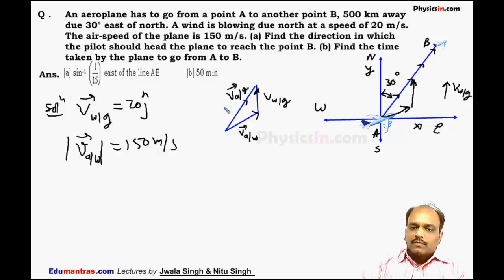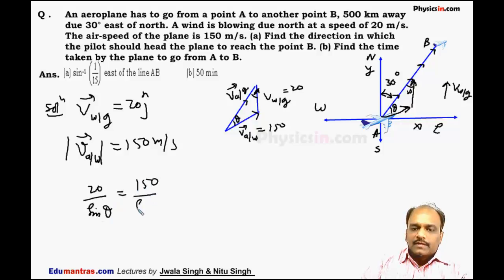So this angle we know with vertical is 30. So this angle is also 30 degree. Let this angle be theta. Since these three velocities are forming a triangle, this we know is 20, and this we know the magnitude is 150. So I can say 20 by sine theta is equal to 150 by sine 30.